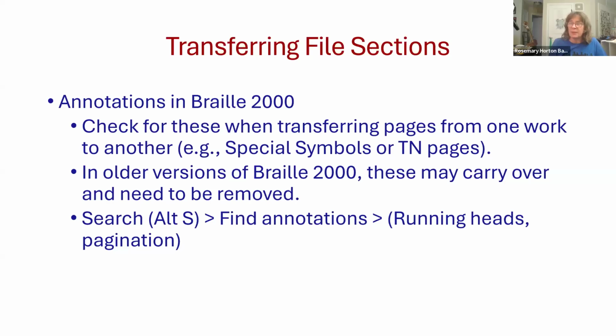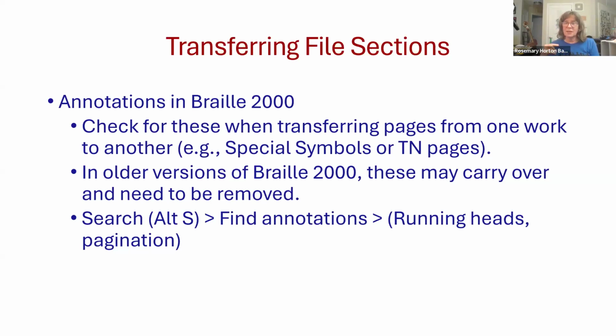If you copy and paste, so for me, when I'm doing the next volume in a particular book, say I'm starting a book and I want to use another book where I had a special symbols page and transcriber's note page. I don't think this is a problem anymore in Braille 2000, but in some of the older versions, if I were to copy my special symbols and transcriber's note page from the old title and paste them into a new book I'm doing, my first volume, it took me a while to catch on that it was bringing over the annotations.